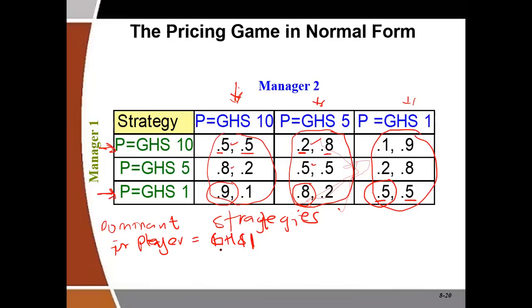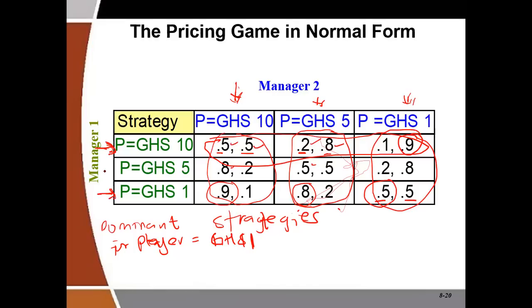Now, to examine the dominant strategy of player 2, we would examine the strategies that will be employed by player 1 and then the best response of player 2. Okay, so now if player 1 plays 10 cedis here, then the outcomes will be in the horizontal situation, okay? So if player 1 plays 10 cedis, the best response for player 2 is to play 1 cedi, because here we see that 90% market share is better than 80% and is better than 50%.